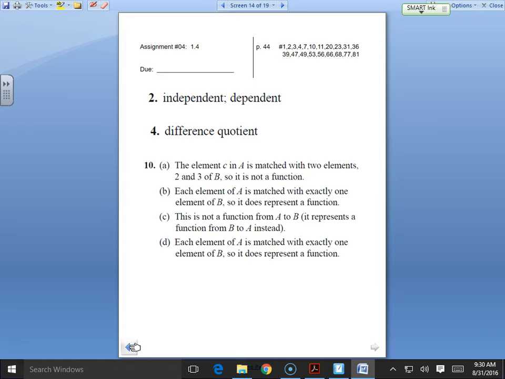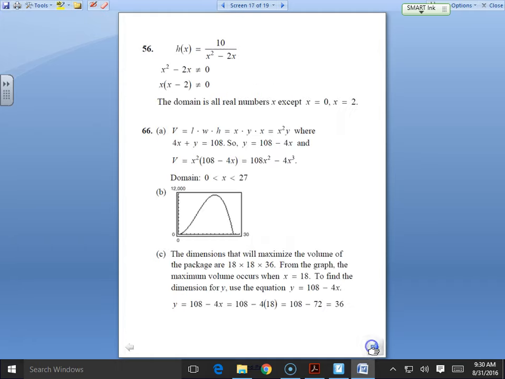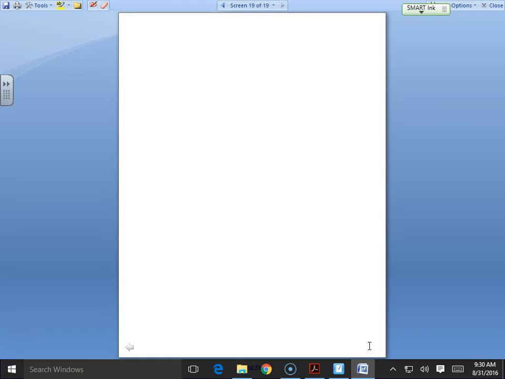77 is a difference quotient. I might not simplify, but I'll set it up. And then 81 is a difference quotient too, but a little bit weird. All right, let's peek at those real fast. If you have your homework, let's keep grading 77 and 81. You guys have 77 written down, right?